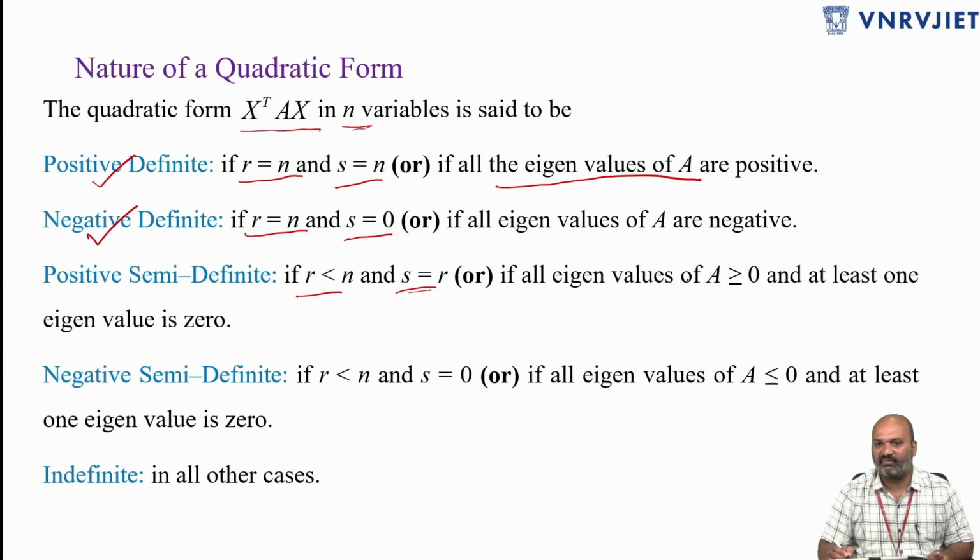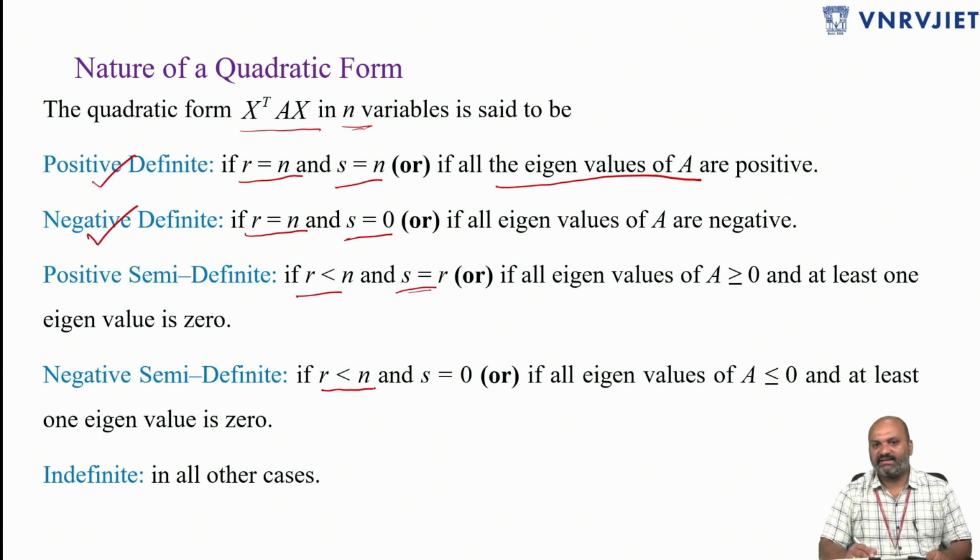What is the meaning of at least one eigenvalue being 0? That means the determinant of A is 0, as we have one property of eigenvalues and eigenvectors: the product of the eigenvalues is equal to the determinant. If one eigenvalue is 0, the determinant is 0, which is nothing but a singular quadratic form. That is, the number of terms in the canonical form is less than the number of variables. So there exist r terms and all are positive. That is called positive semi-definite. Remember, at least one eigenvalue is 0, or the number of terms is less than n.